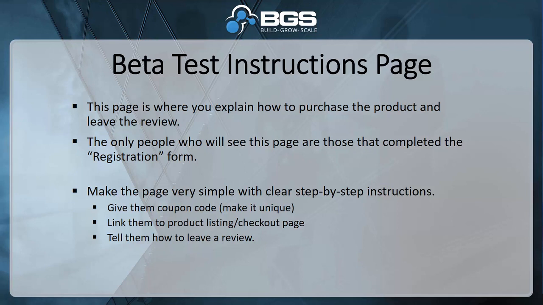Now, the only people who will see this page are those that completed the registration form. So again, the more qualified applicants, the more qualified people are seeing this page. Make it very simple. Give them the coupon code, make it unique. Now, you can do this a number of ways. If your system allows you to auto-generate coupon codes for individual users, great, you can do that. Or you can just have one coupon code for that beta test, okay?